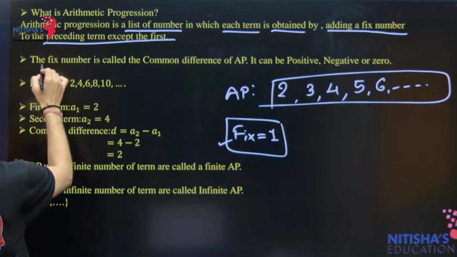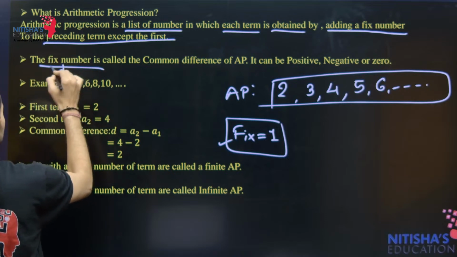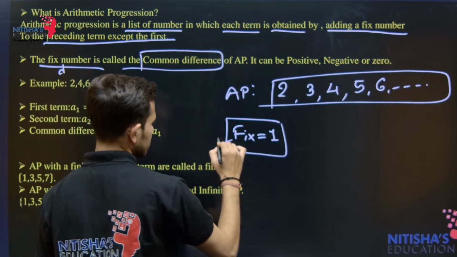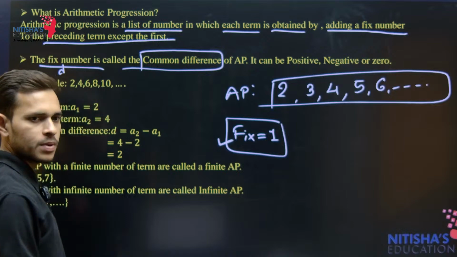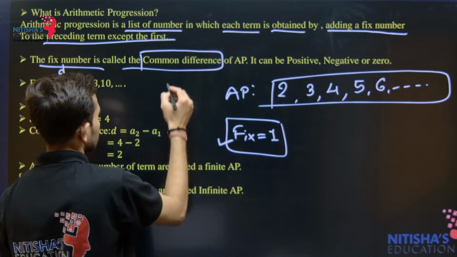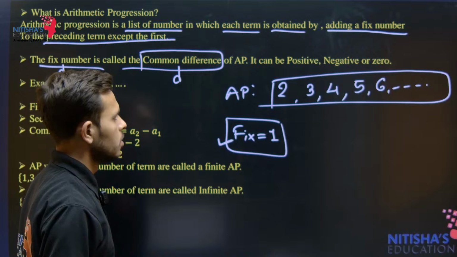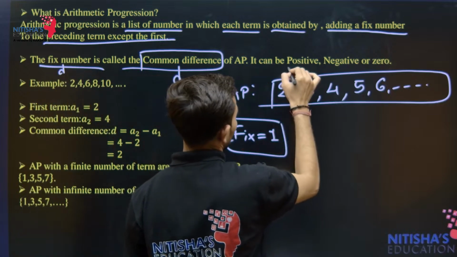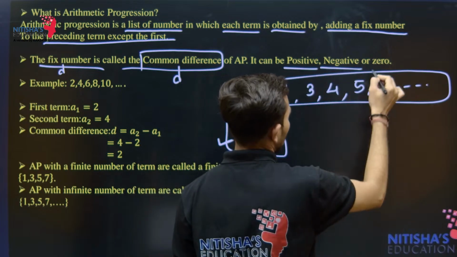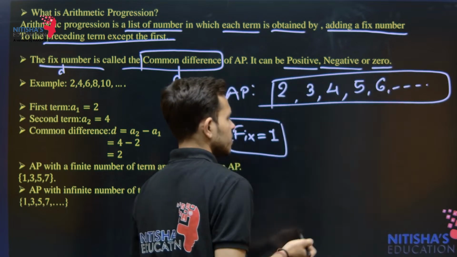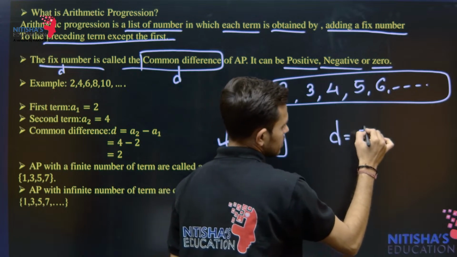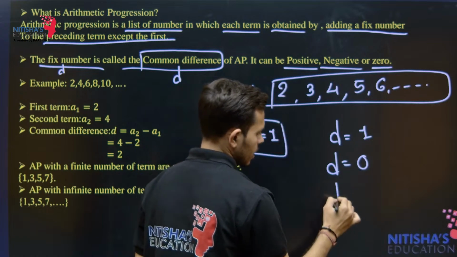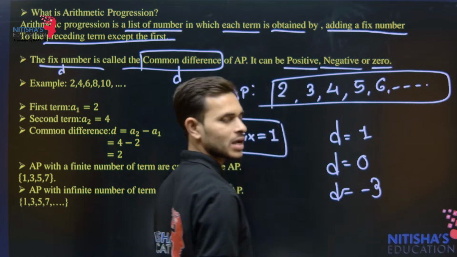Next, the fixed number that we are discussing is called the common difference. The fixed number that we have taken to form the AP is called the common difference, and it is denoted by small d. Now there are some characteristics of this d: it can be positive, it can be negative, or it can be 0. Which means I can take d as 1, which is a positive number, I can take it as 0, and I can also take it as minus 3, which is a negative number.